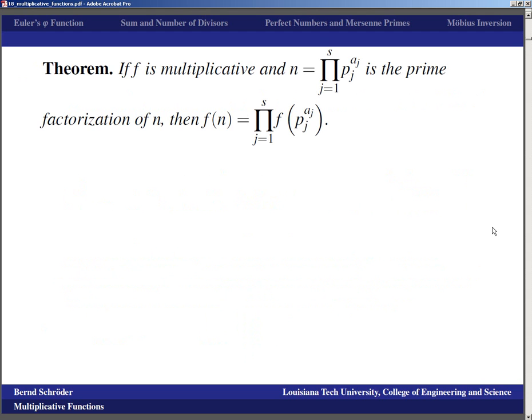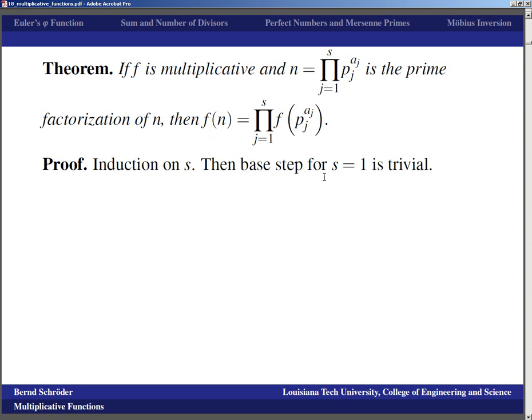Okay, so first, quick little theorem. If a function is multiplicative, and if the prime factorization is the product of pj to the aj for n, well then f of n is just the product of the f of pj to the aj, and that ought to make sense because after all the primes have greatest common divisor 1, so the product should move out. And the proof is in fact a quick induction on the number of factors. The base step for s is trivial.